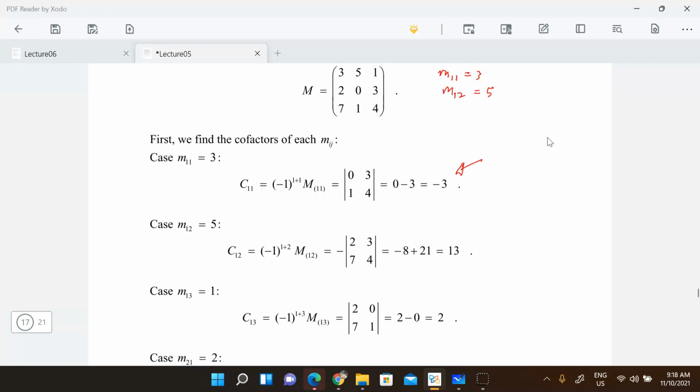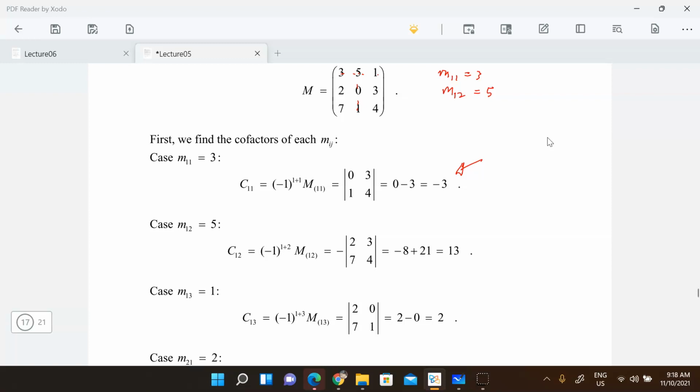So M12 is this one, remember. So I'm going to cross out that, and I'm going to cross out that. So let's just cross out for a moment. Sorry, I'm crossing out the wrong row. I'm crossing out this column. I'm crossing out this one. So I'll get 2, 3, 7, 4, which is the one that appears in this determinant here.